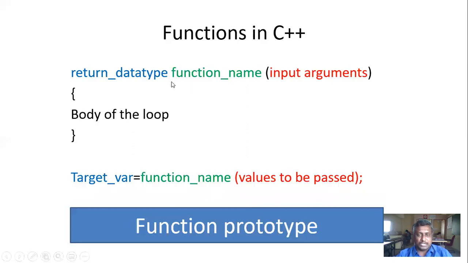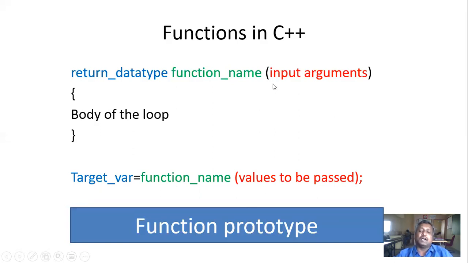So here, what is that? It is in a green color, right? The function name. The same name you are supposed to use here, function underscore name. And input arguments we have specified here. So if it is one input, we have to give one input here itself. If it is going to be multiple inputs, you have to specify all the inputs over here.